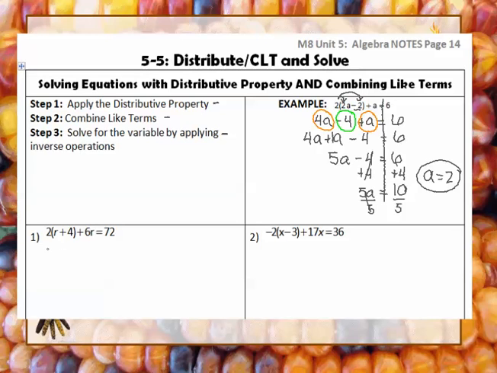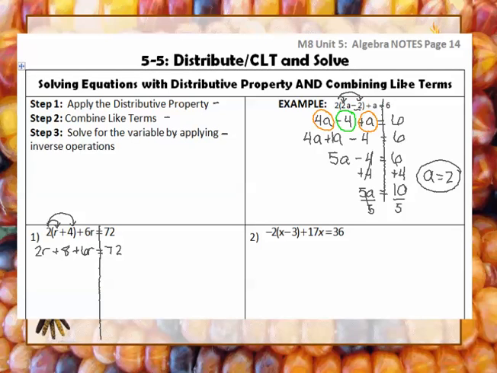Alright, let's talk about number 1. I am solving, so I'm going to draw my line down the middle. First question I ask myself, do I have distributive property? Well, I do. I have 2 times r, and then 2 times a positive 4. So 2 times r gives me 2r. 2 times positive 4 gives me positive 8, plus 6r is equal to 72.